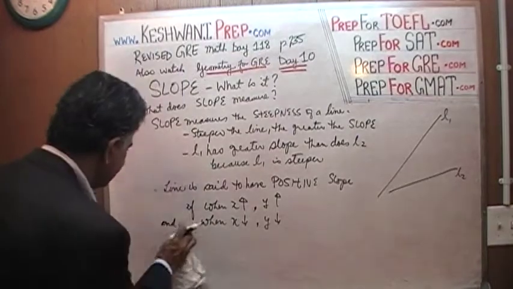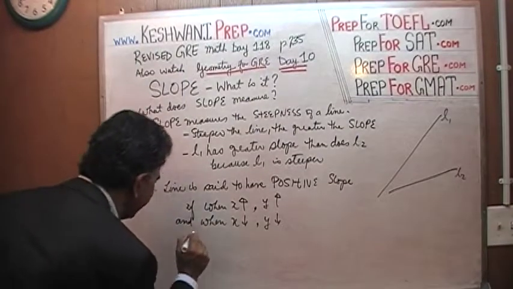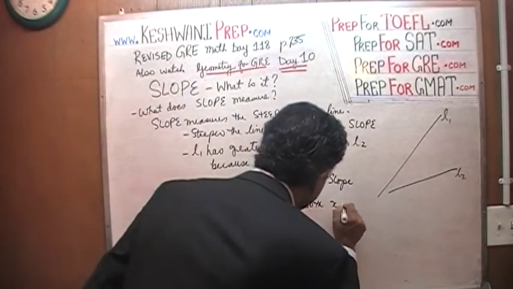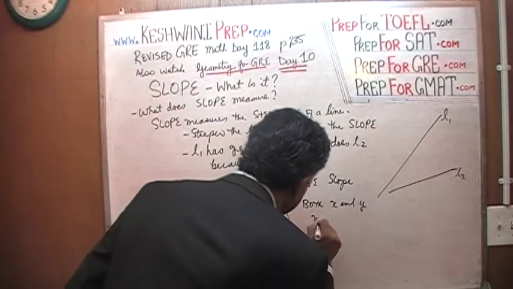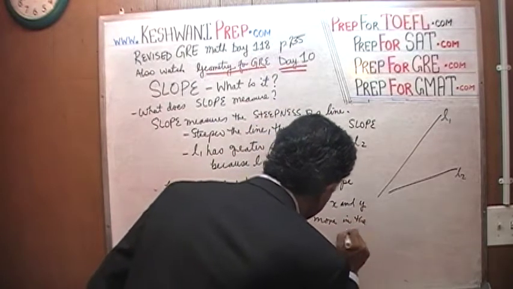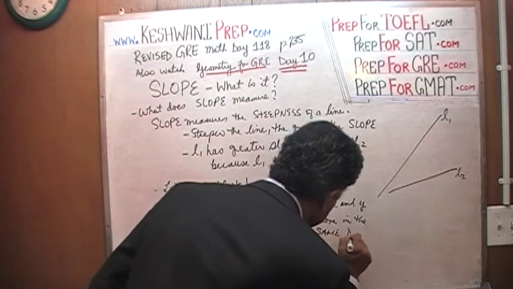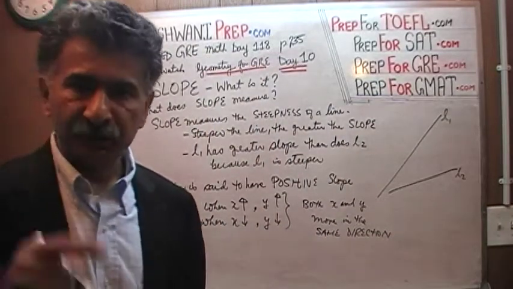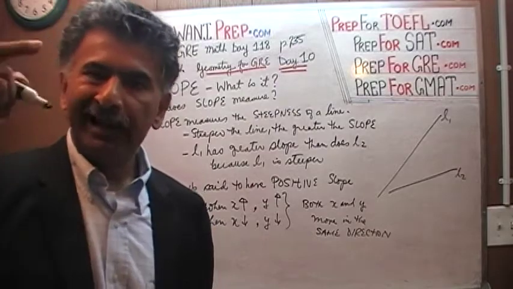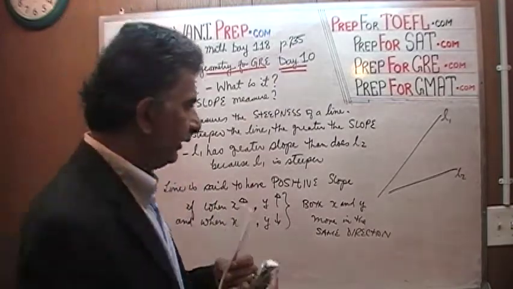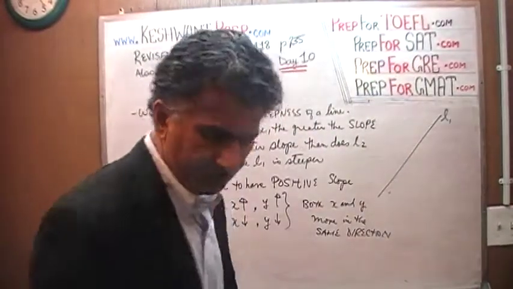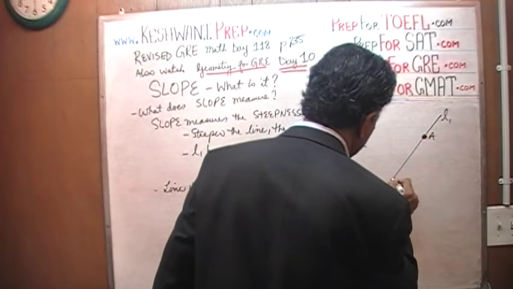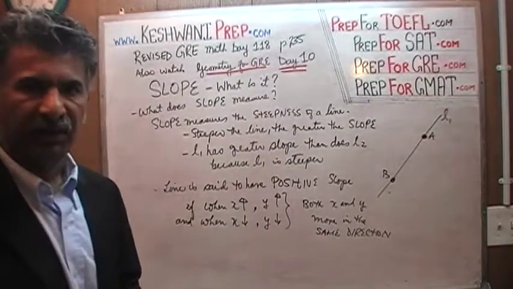In other words, both x and y move in the same direction. When x goes up, y goes up, and when x goes down, y goes down. I'm going to show you in this example. This line here is a positively sloped line. Let's call this point A to make it interesting, and we're going to go to point B. We start our journey from point A and go to point B.